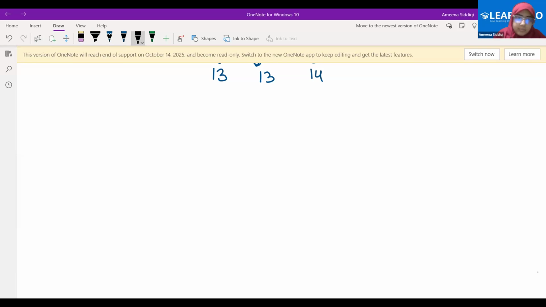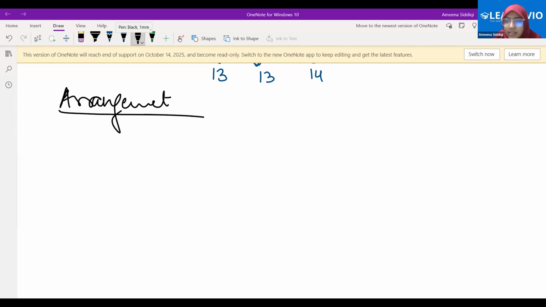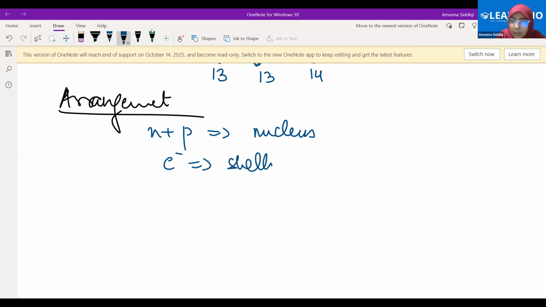Fine. So see, where is the arrangement? Where are the neutrons and the protons present inside the atom? They are present in the nucleus. The electrons are present on the shells, the orbits, and that is where the difference comes.